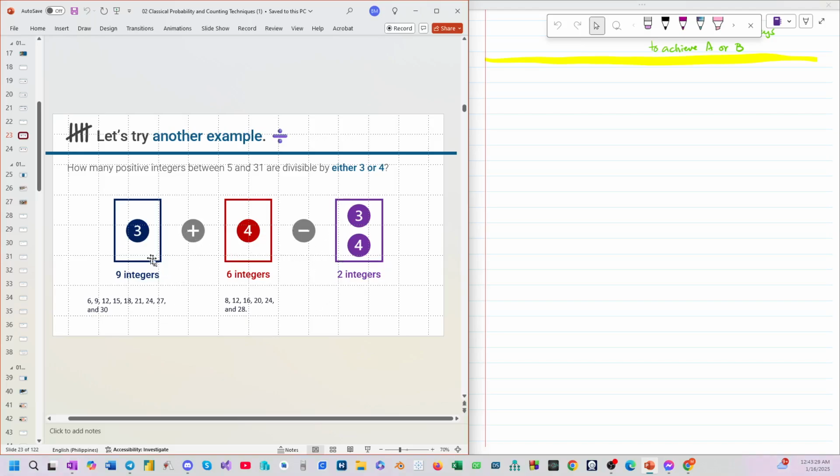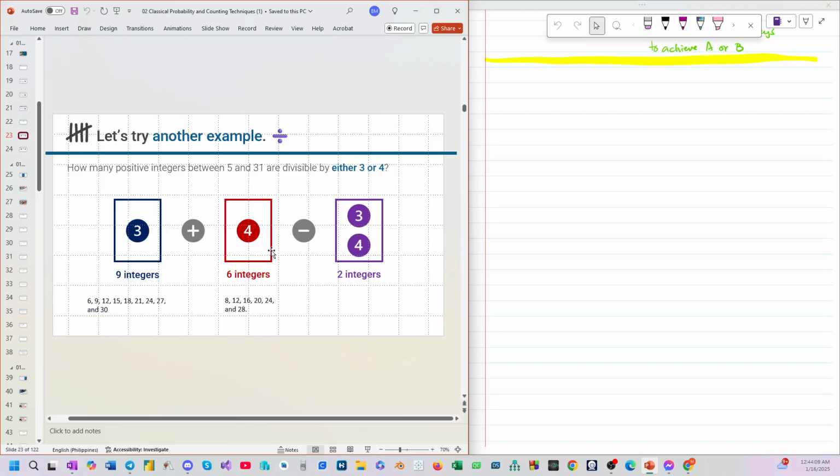Okay, so what we're going to be doing is, we list down first the integers from 5 to 31 that are divisible by 3, which are 6 to 30: 6, 9, 12, 15, 18, 21, 24, the multiples of 3. And then the same for 4: the multiples of 4 between 5 and 31. Now, the next thing we do is remove the multiples that are common between them, or divisible by both 3 and 4.